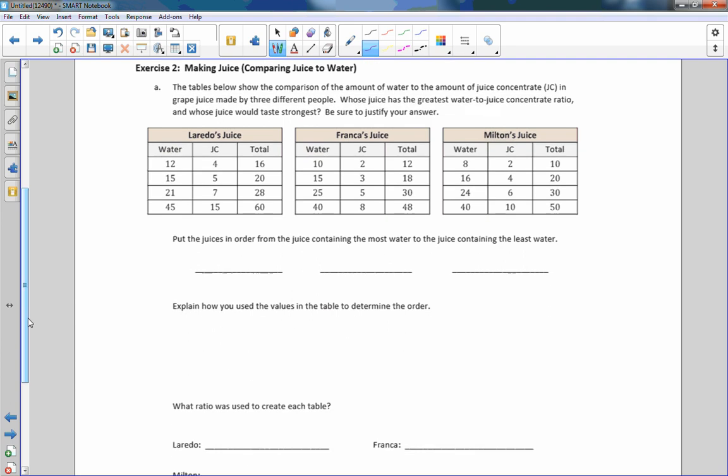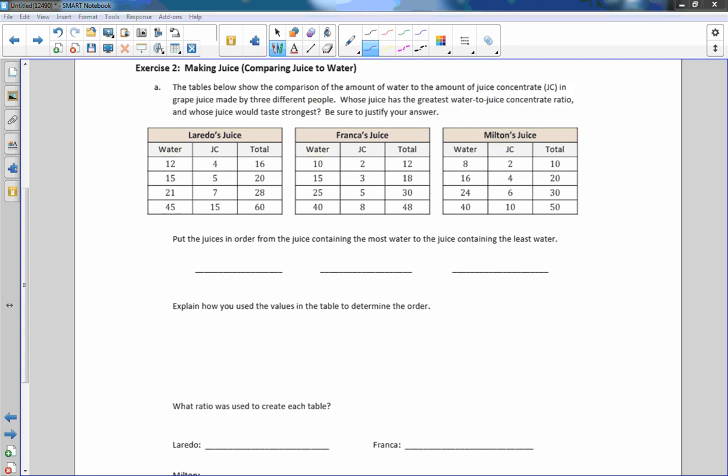Exercise 2, making juice. Okay. Here we have three tables. The tables below show the comparison of the amount of water to the amount of juice concentrate in grape juice made by three different people, Laredo, Franca, and Milton.